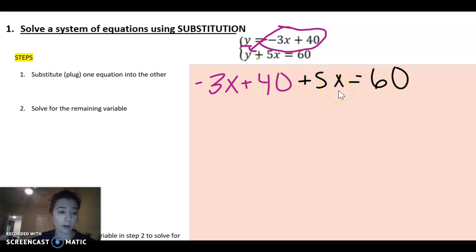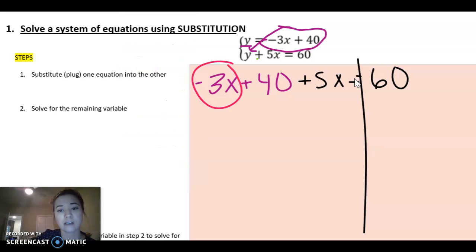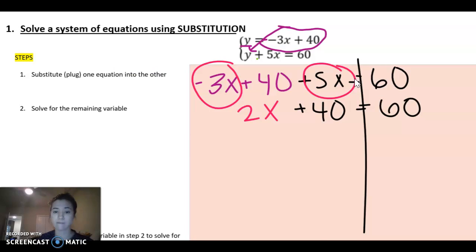Now we can figure out what our x is for our system. At what x value are my equations equal? So we have to combine like terms here. You can see how we have an x over here and an x over here. Now the difference from yesterday is that these x's are on the same side of my equal sign. So we can simply combine them. So I have a negative 3x and a positive 5x. 5 minus 3 is going to give me 2x. And then we have that plus 40, and that equals 60.